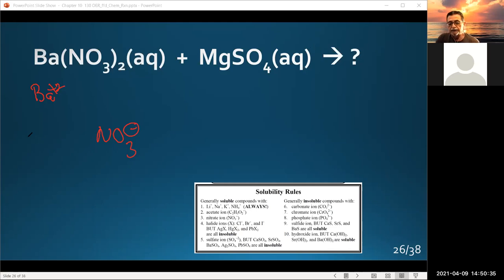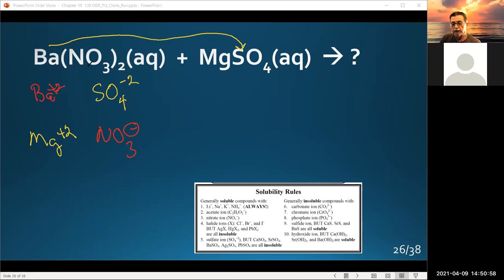And then we got magnesium. Magnesium is a +2 also. It's in group 2 element. And then we got sulfates. We know that the sulfates are a -2. Go to the polyatomic ion. It will tell you that. I did that because those are the new partners that come together, because the barium will combine with the sulfate, and the magnesium will combine with the nitrate. So I put them together.